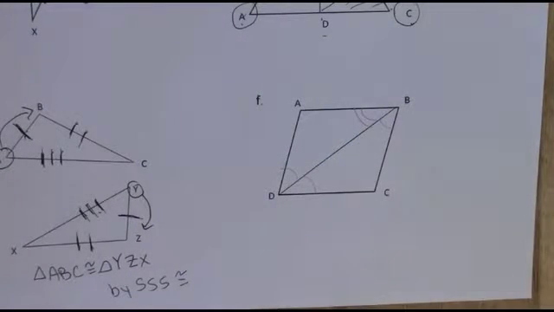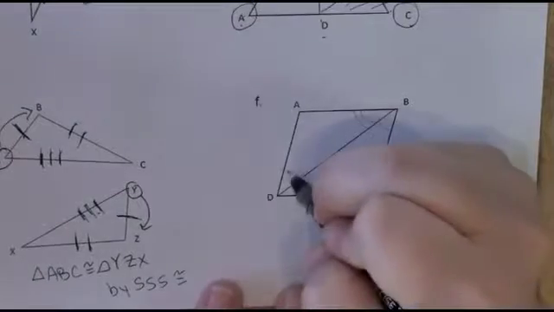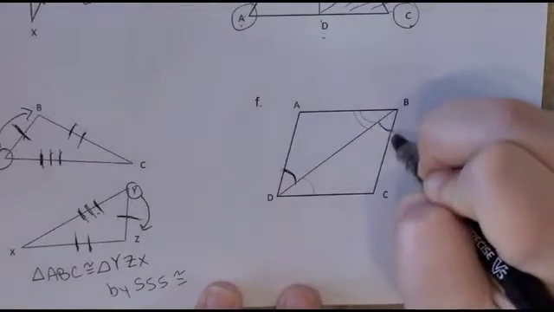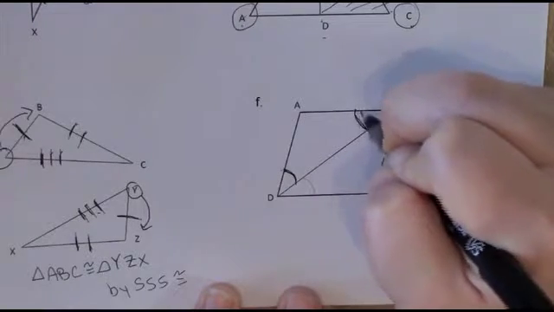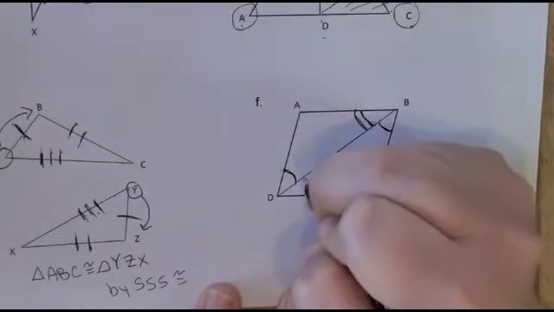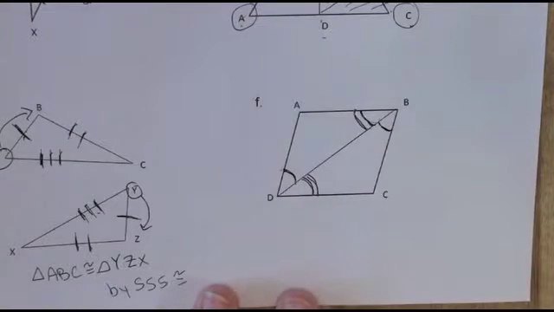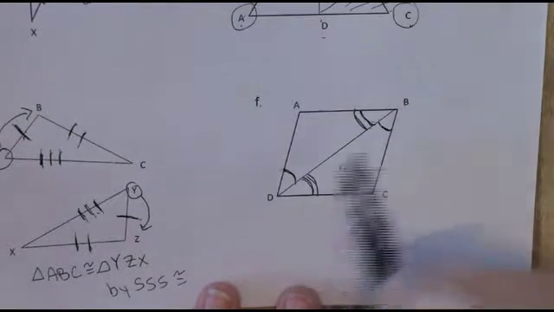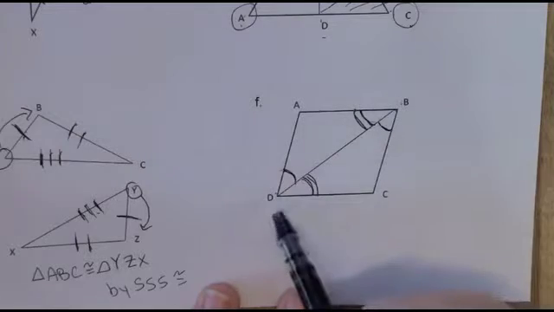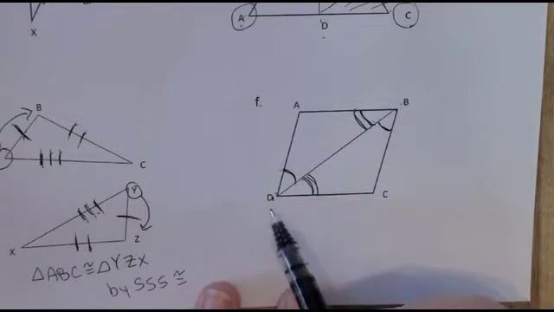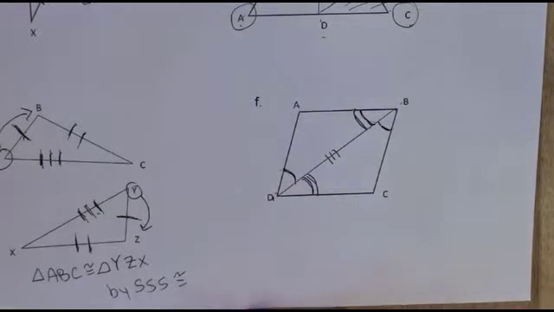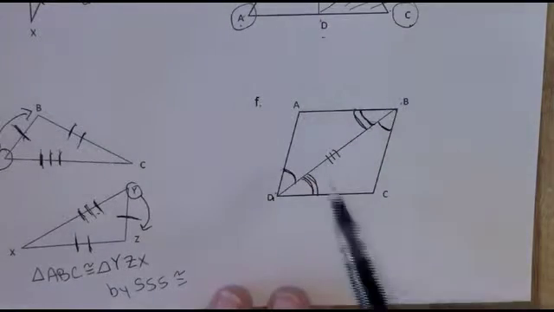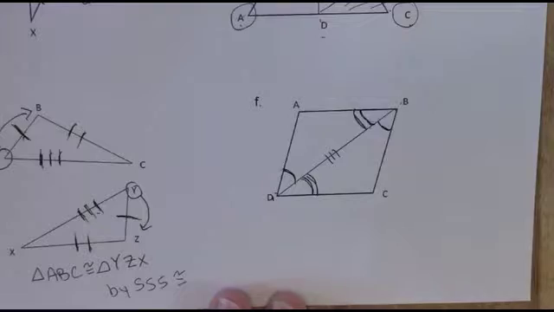Last one, F. We have two triangles here. We have some congruent angles marked. Those two angles are congruent. We have two more congruent angles marked there. And notice again, DB is shared by both triangles, which means it is congruent to itself by the reflexive property.